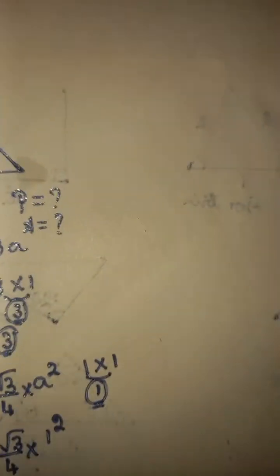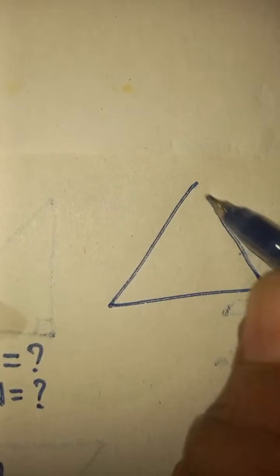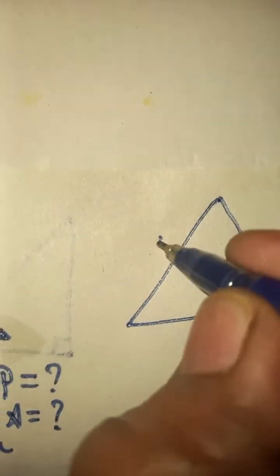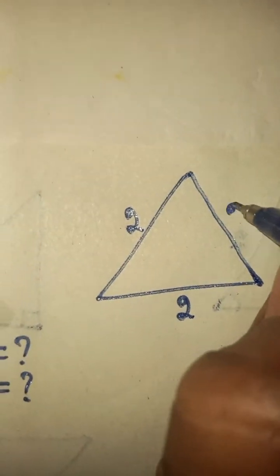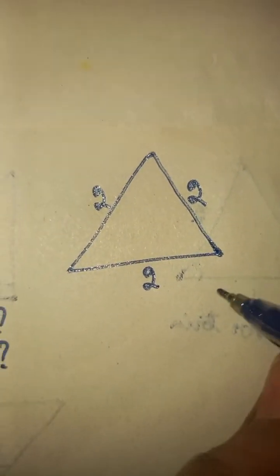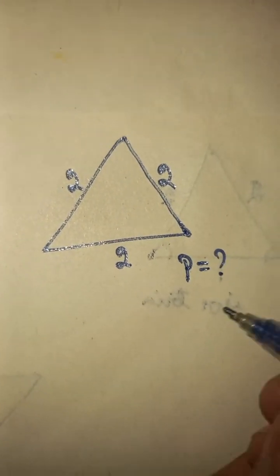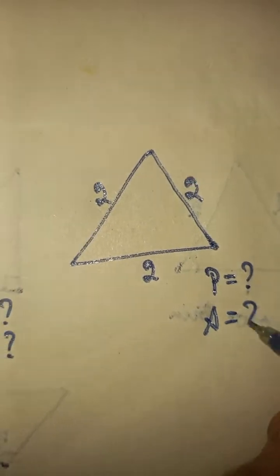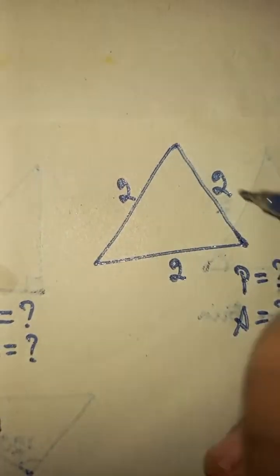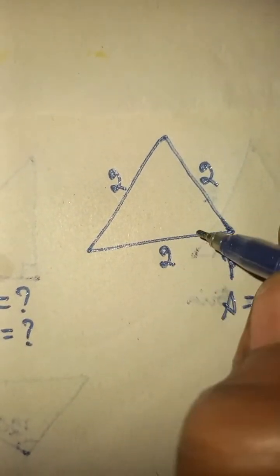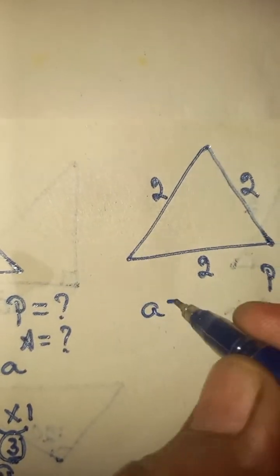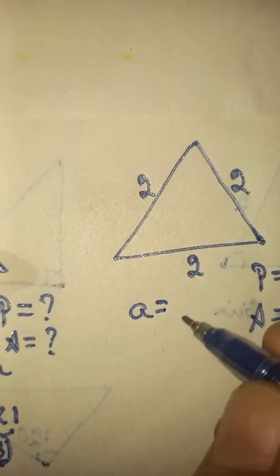Let's take one more triangle. In this triangle, they have given all sides of this equilateral triangle as 2 units. When all sides are 2 units, find out what's the perimeter and what's the area. Perimeter is the boundary length. Area is the region the triangle sweeps. Here, the side length is 2 units.